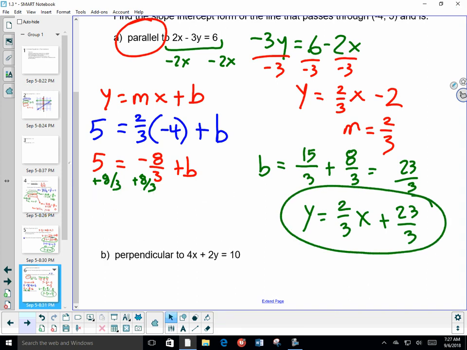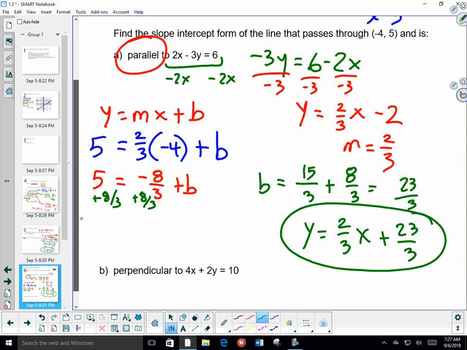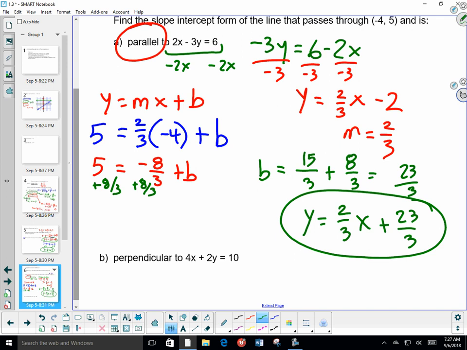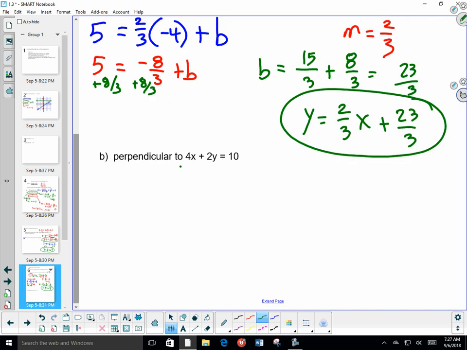And then for part B, we want to find the equation of a line that still has to go through -4, 5, but it's got to be perpendicular to 4x plus 2y equals 10.